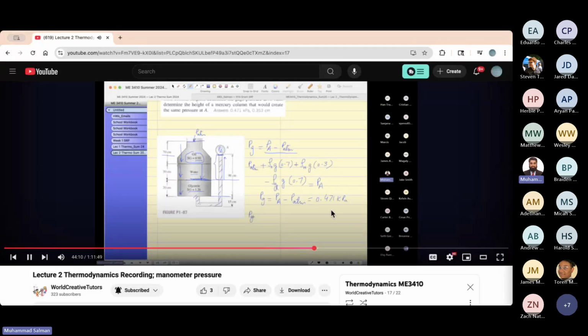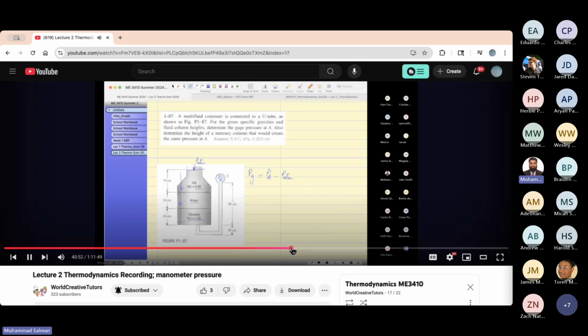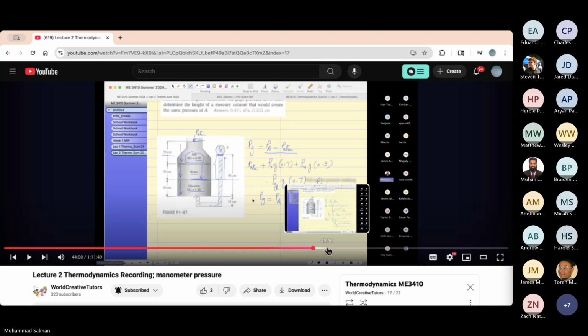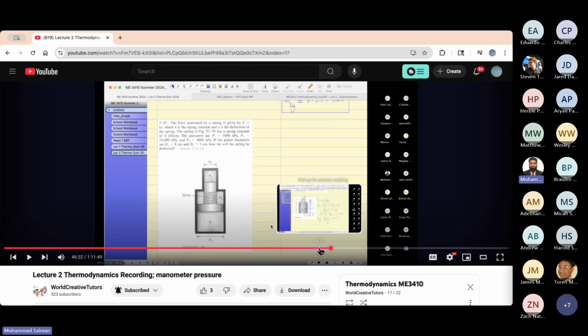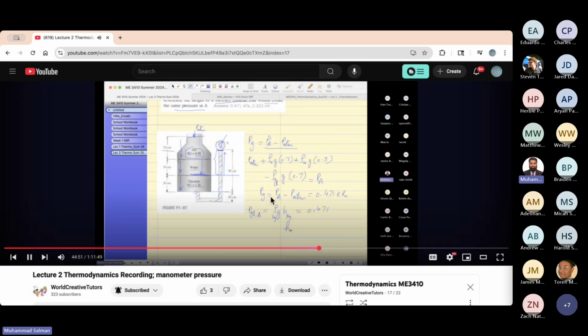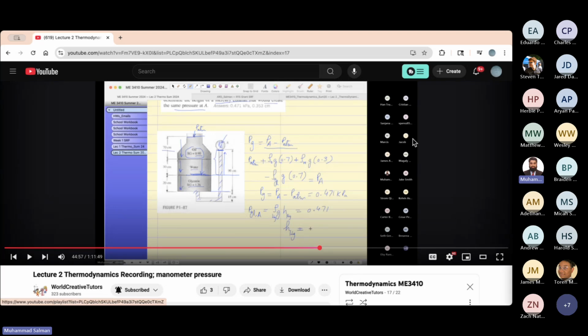So P for glycerine at A, either add or subtract. This is the same question which I was about to solve, and it has been solved in my YouTube lecture 2. So when you go home, please watch this lecture. It is about 5 minutes long. Glycerine, but you used mercury. So what should be the pressure head difference for mercury? So you understand, when you go home, can you watch this lecture? Please type in yes.